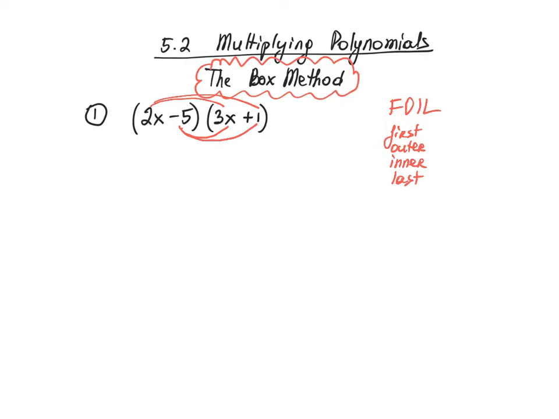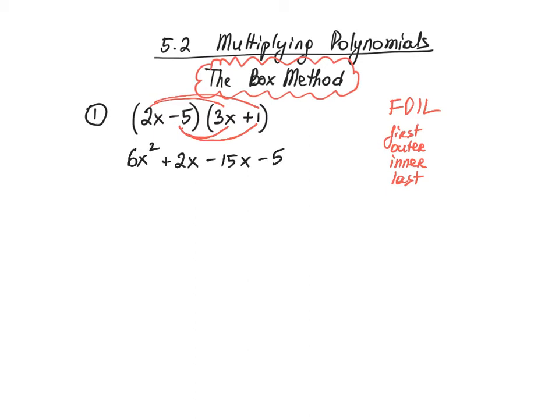So if you use this method, the resulting products that you're going to get are the following. 2x times 3x is 6x squared. 2x times +1 is just positive 2x. -5 times positive 3x is -15x. And lastly, -5 times +1 is -5.